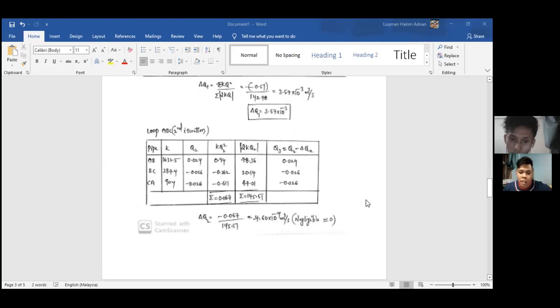So for the second iteration, using the same formula as above, total KQ squared over total 2KQ, we input the data and then we will get 4.60 times 10 to the power of negative 4 meter cube per second.